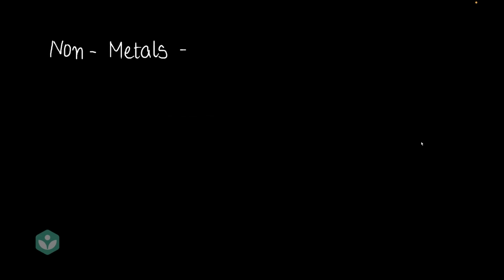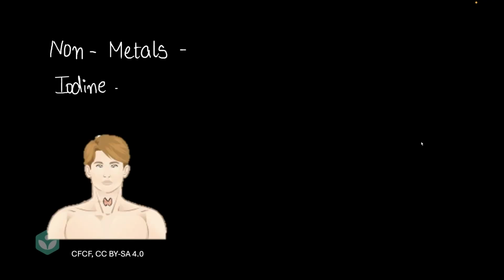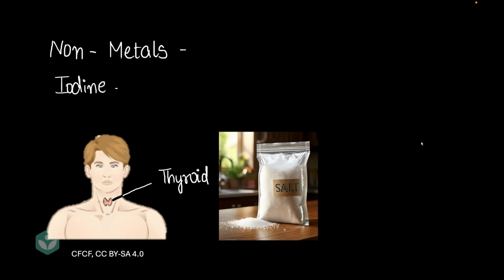Let's move on to our next example, and this is iodine. Where have you heard of iodine? I'm pretty sure you've heard of it in your salt, right? All of us have a gland called the thyroid gland. The thyroid gland requires iodine for proper functioning. And that's why iodine is often added to the salt and made iodized salt so that it can help in the proper functioning of our thyroid gland.